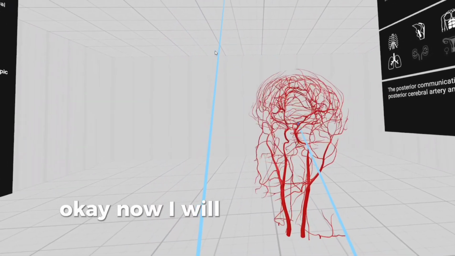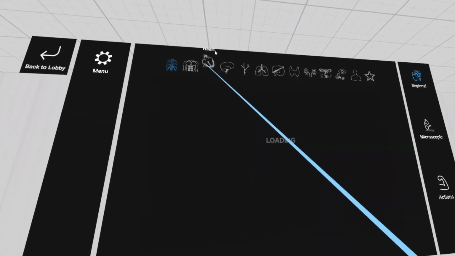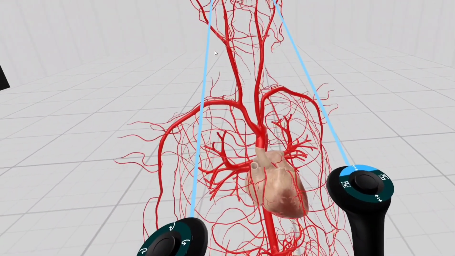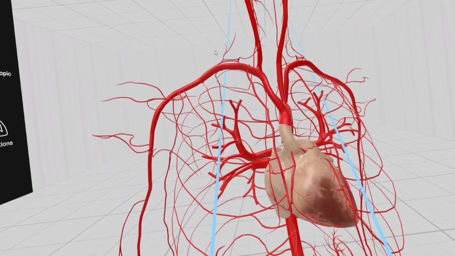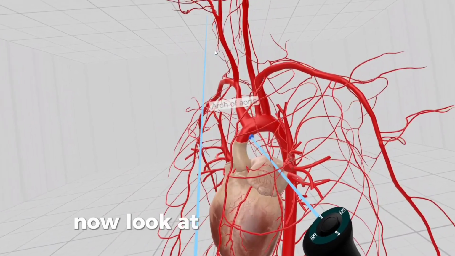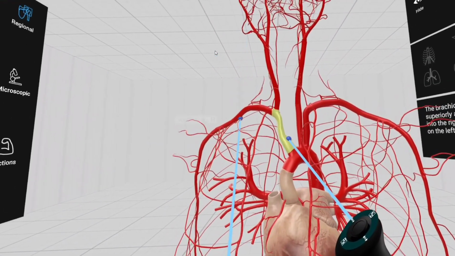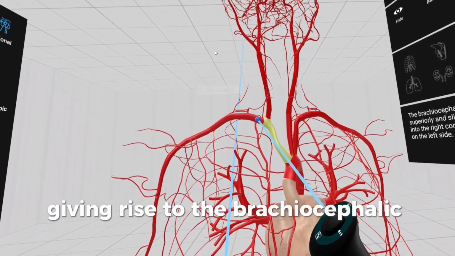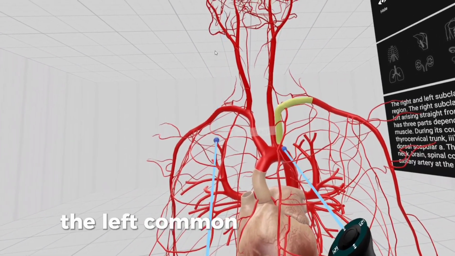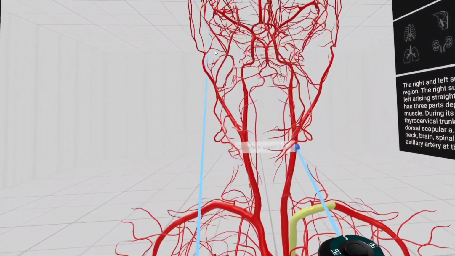Okay, now I will give you guys a quick revision. Let me select a more clear view. Now look at the arch of aorta, giving rise to the brachiocephalic trunk, the left common carotid artery, and the left subclavian artery.